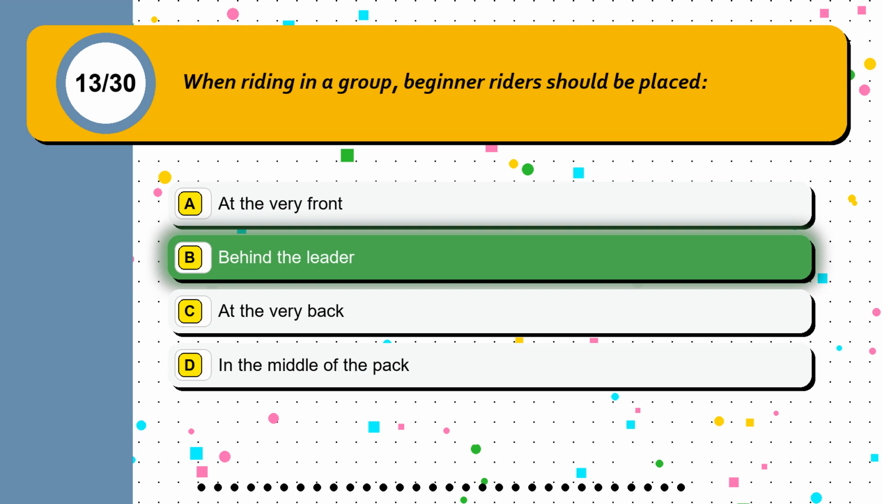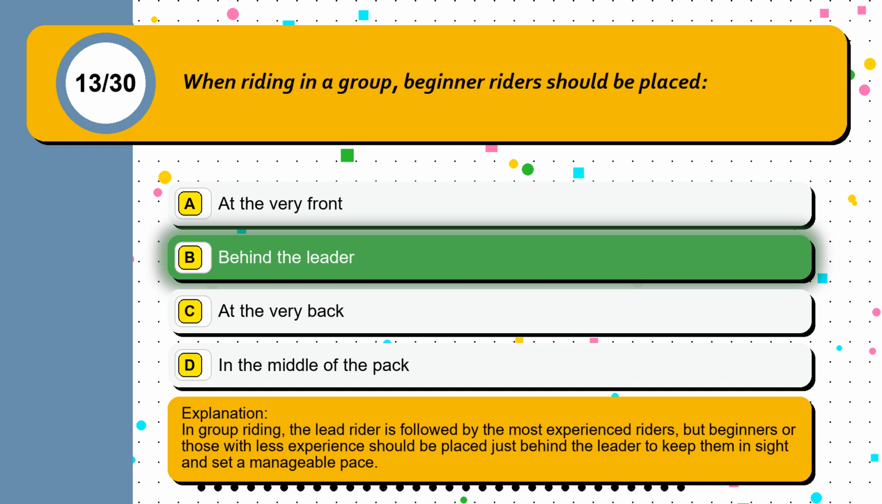The correct answer is option B. Behind the leader. In group riding, the lead rider is followed by the most experienced riders, but beginners or those with less experience should be placed just behind the leader to keep them in sight and set a manageable pace.